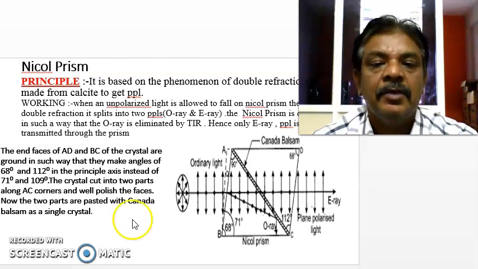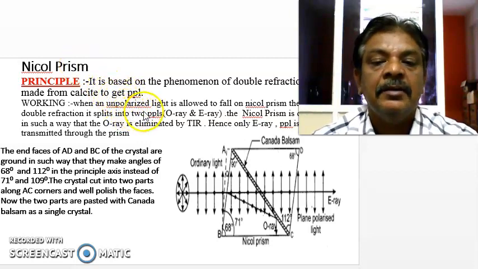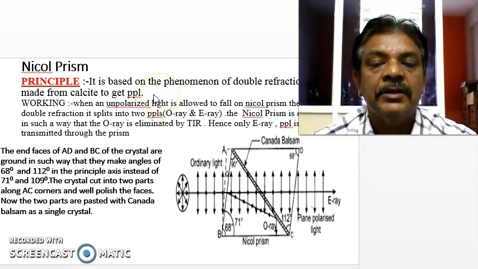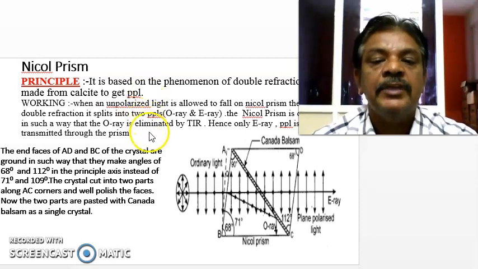Let us see what is the principle of the Nicol prism. The Nicol prism is designed on the principle of the double refraction phenomenon. Here we select either a calcite or tourmaline crystal, and from that we can produce polarized light. Now, how does it work?